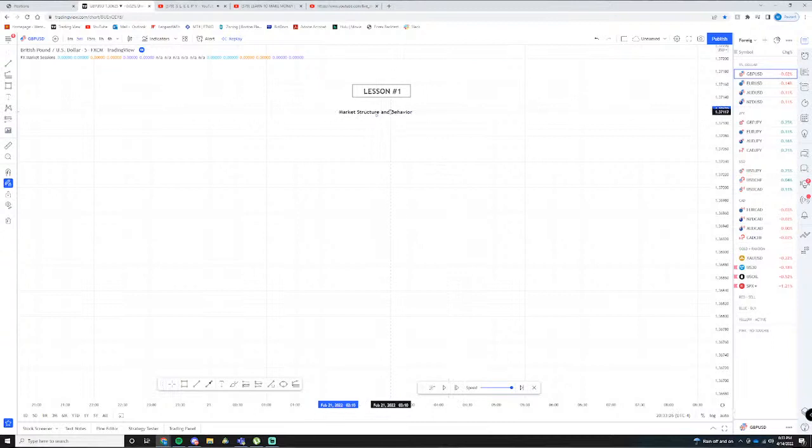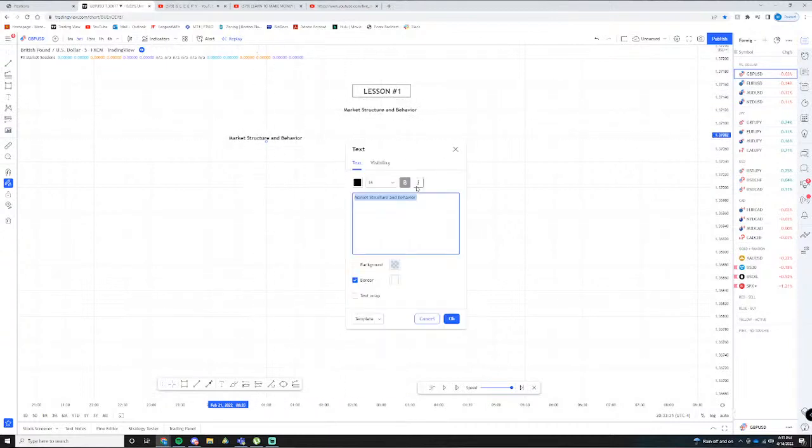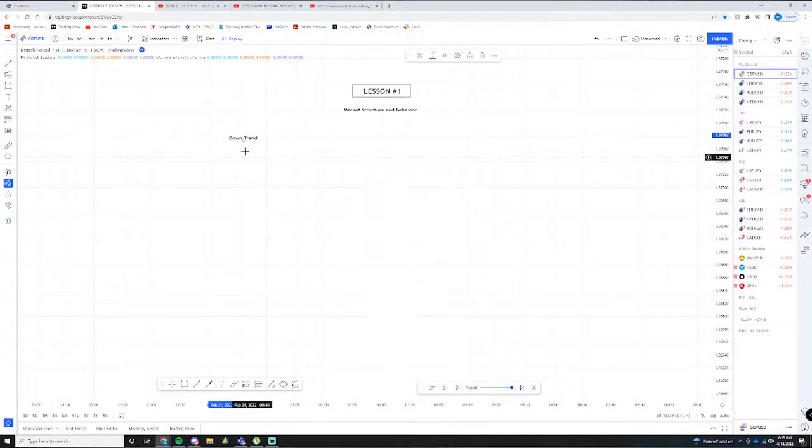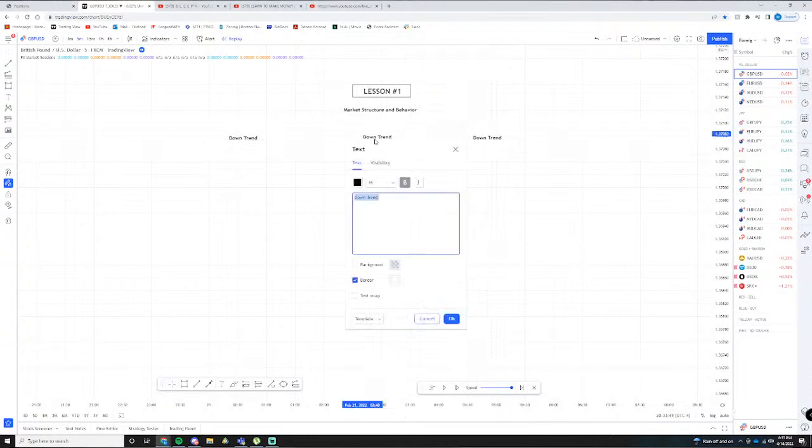So today we're going to be talking about market structure and behavior. For this concept, you need to understand that there are 3 different types of market structures we're going to be dealing with: the downtrend, the uptrend, and a sideways moving market.